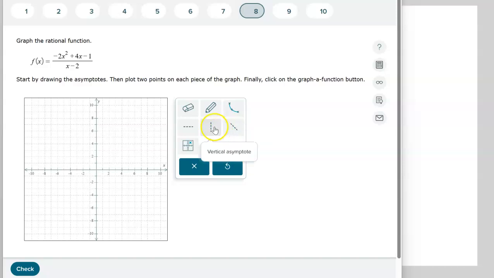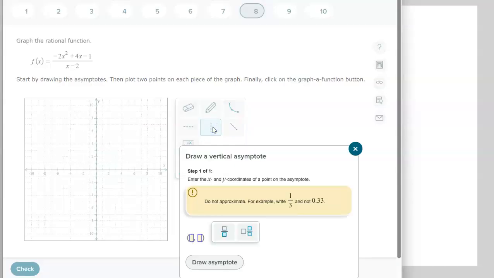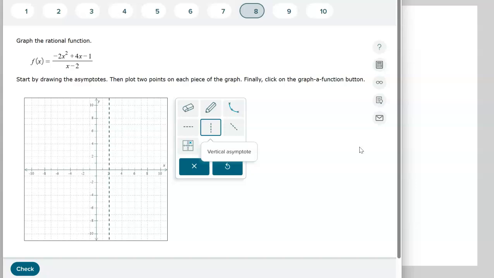So to put that in here, I'm going to click the vertical asymptote, and here I'm going to put the coordinates of the vertical asymptote, which would be 2, 0. So it crosses the x-axis at 2. Next, I have to determine, is there a horizontal asymptote? Well, because the numerator has a degree of 2 and the denominator has a degree of 1, I don't have a horizontal asymptote. Although I would have an oblique asymptote.